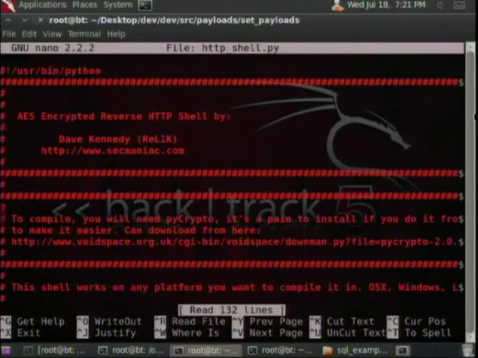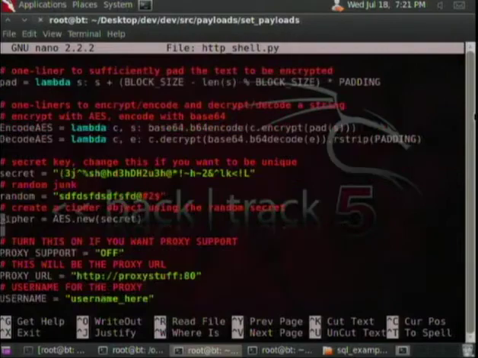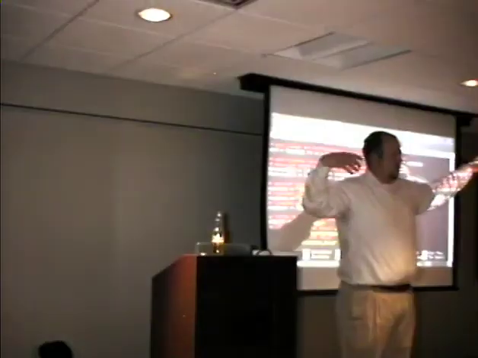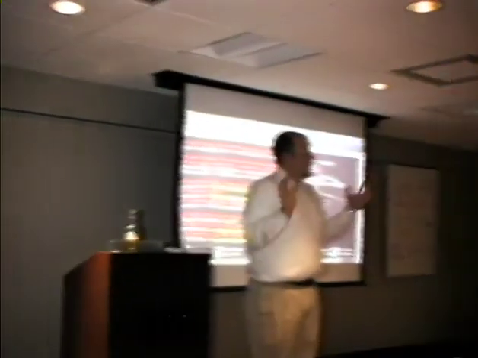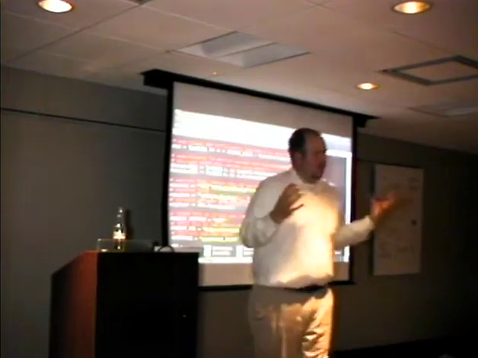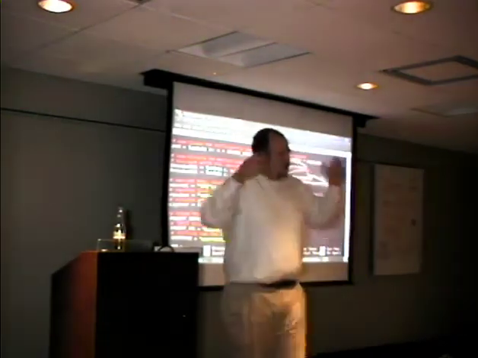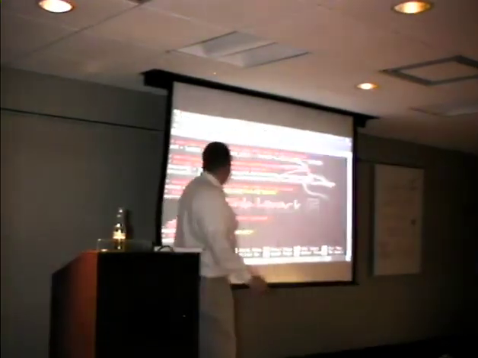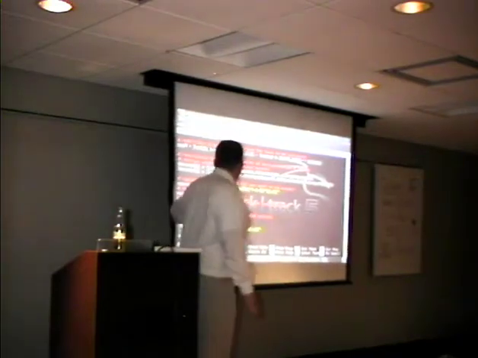This is the HTTP shell in SET that communicates purely over HTTP. What it also does is communicate via AES 256 encryption. So the protocol itself communicates via HTTP, POSTs and GETs, back and forth. Your command shell data gets encrypted via 256 AES. It's a static key. It's actually right here. You can change that to whatever you want.